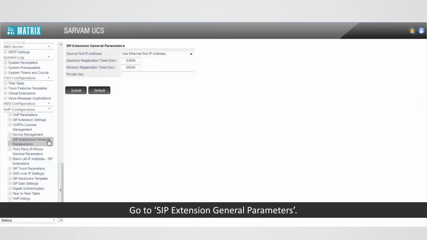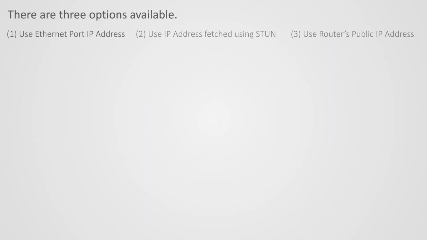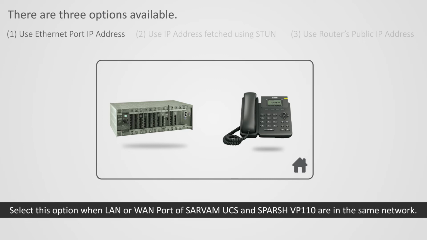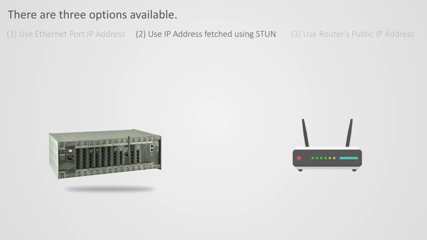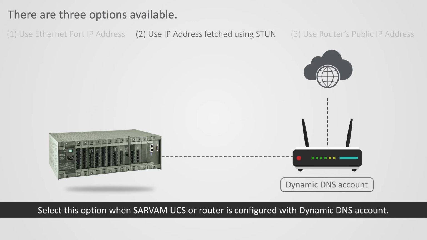Go to SIP extension General Parameters, select the source port IP address. There are three options available. Use Ethernet port IP address. Select this option when LAN or WAN port of SARVAM UCS and SPARSH VP110 are in the same network. Use IP address fetched using STUN. Select this option when SARVAM UCS or router is configured with dynamic DNS account.